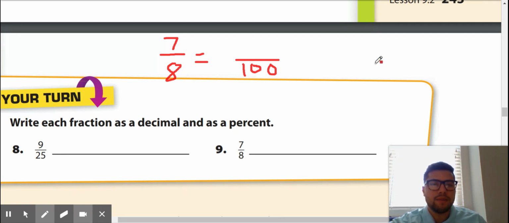So what we're going to do is we're going to put 100 and we're going to divide it by 8. Because if we can figure out what 100 divided by 8 is, then that's going to be the number that we can multiply by 8 to get to 100.